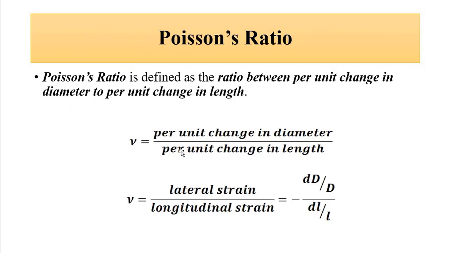So Poisson's ratio gives us the ratio between the lateral strain and the longitudinal strain. Lateral strain is the per unit change in diameter divided by the original diameter. Longitudinal strain is the per unit change in length divided by the original length, and there is a negative sign. And when we take the ratio, we will be left with the per unit change in diameter by per unit change in length. Okay, that is the whole thing of Poisson's ratio: lateral strain by longitudinal strain.